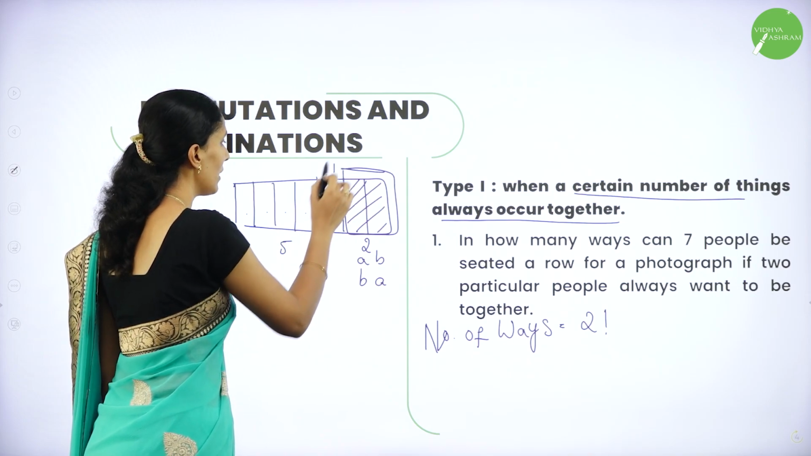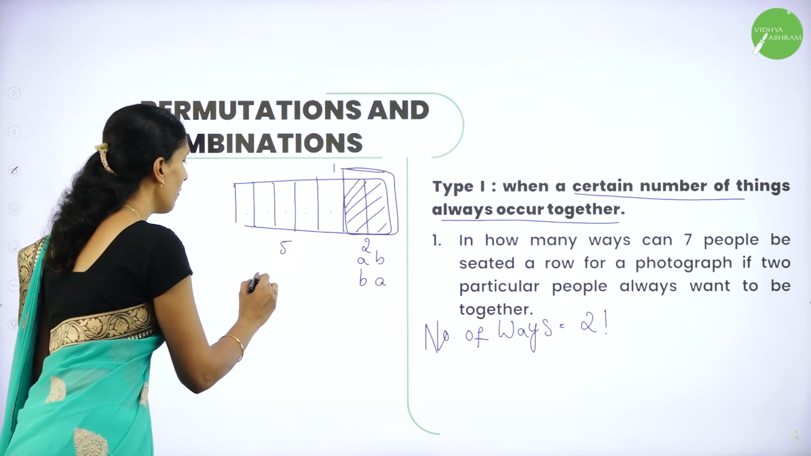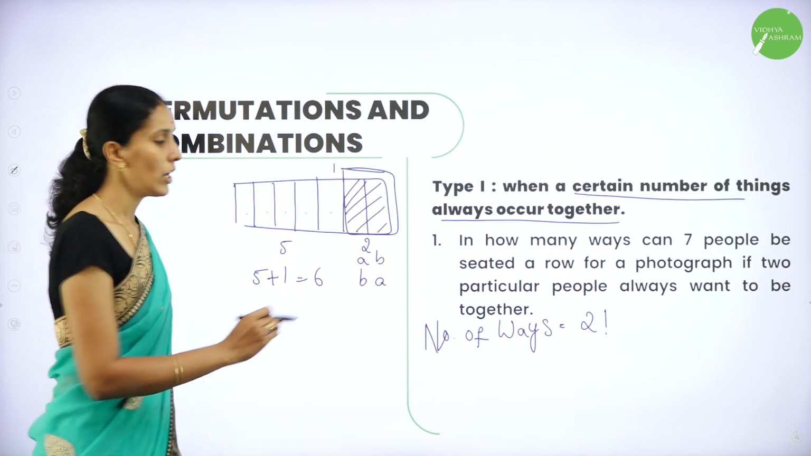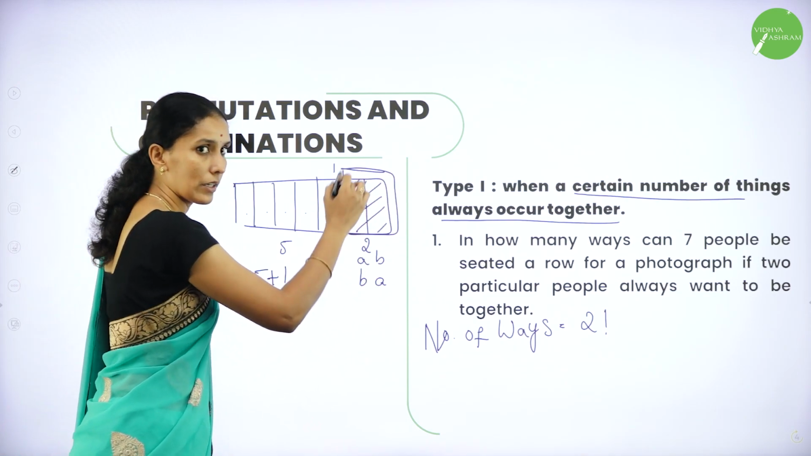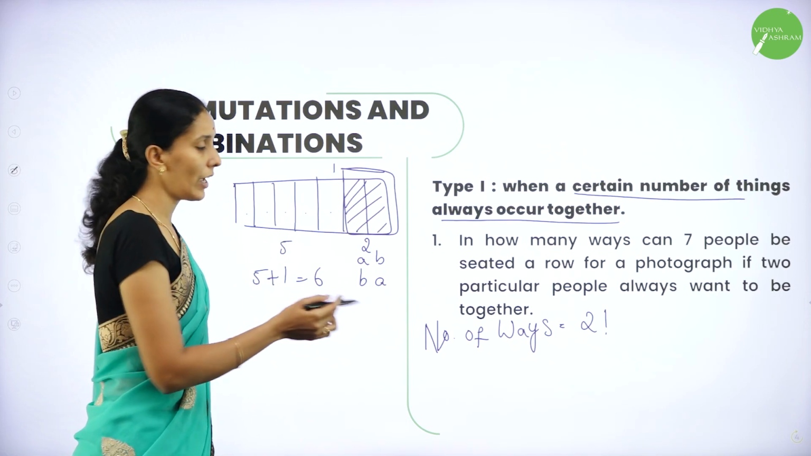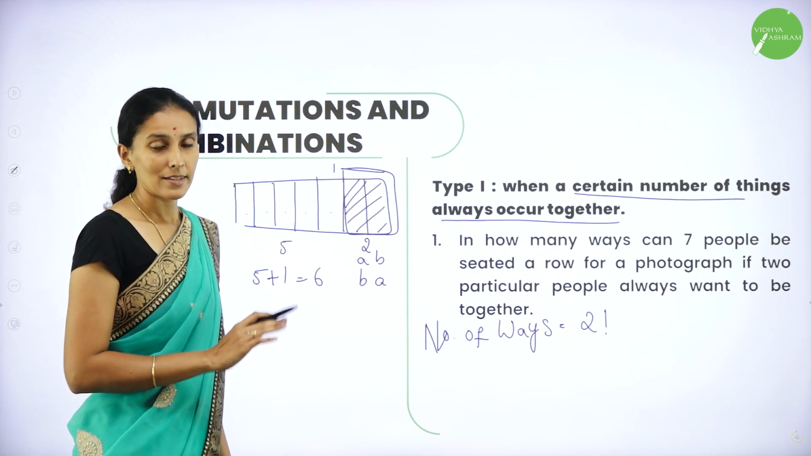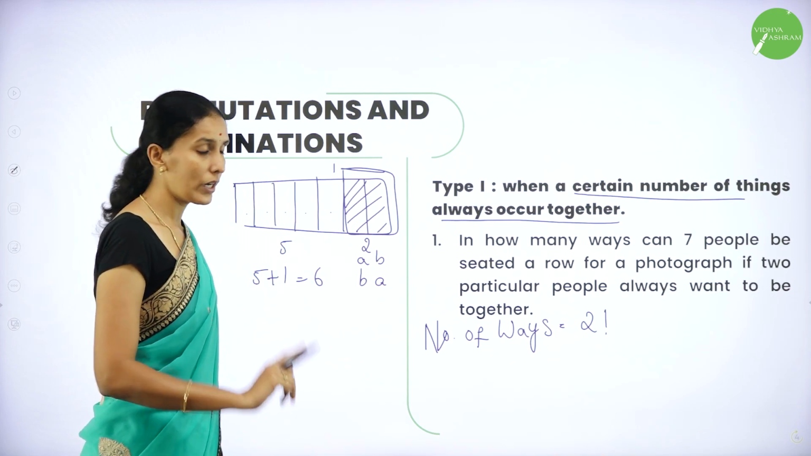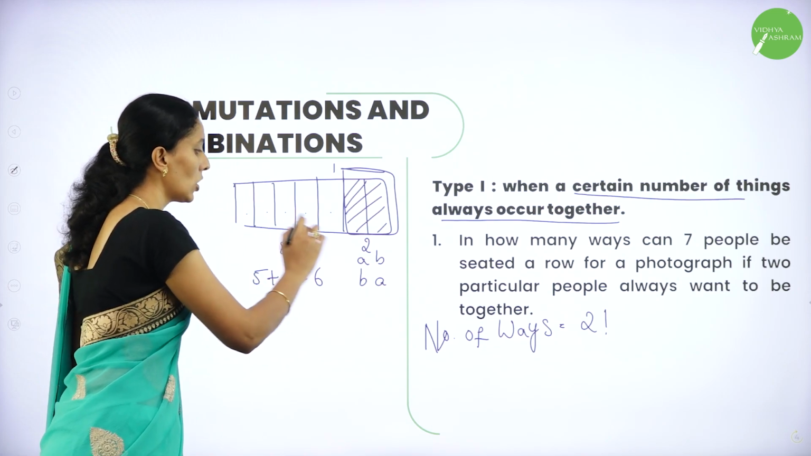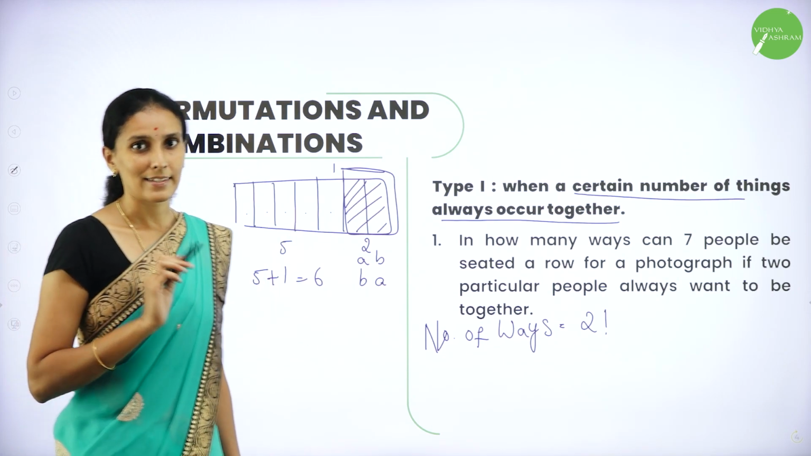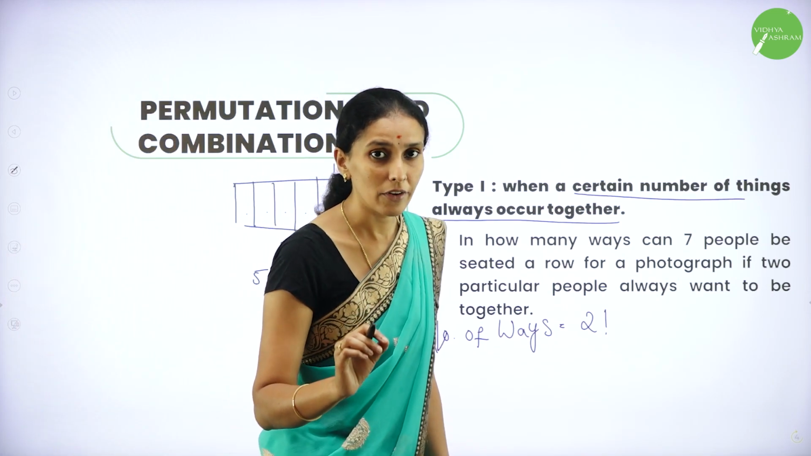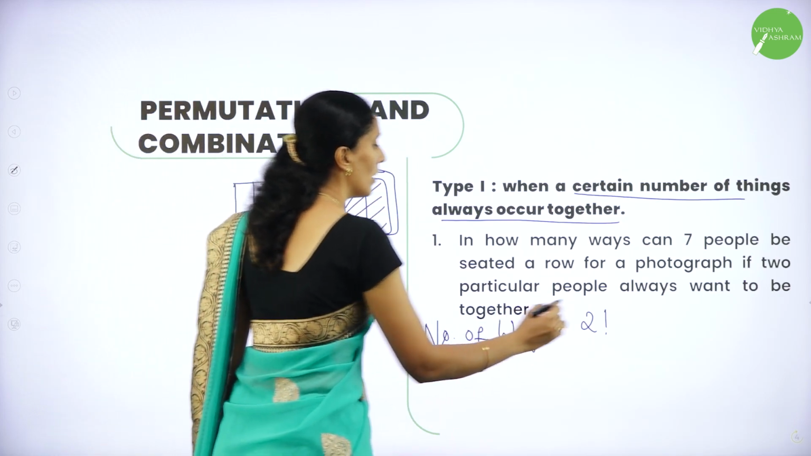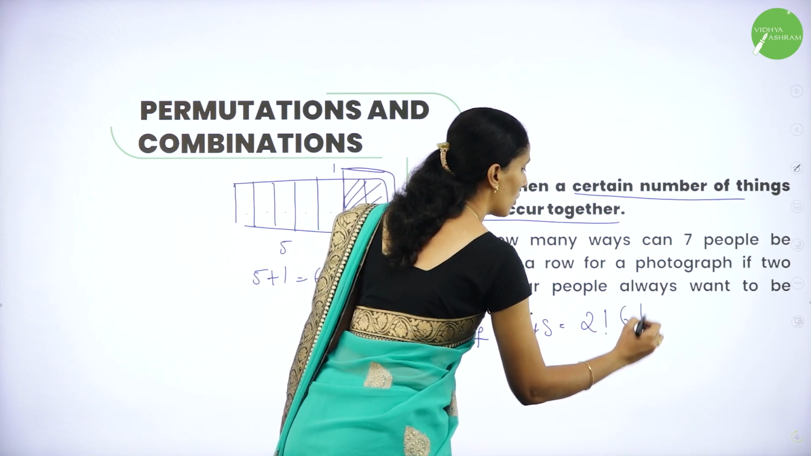Okay, so how many places do we have now? 5 plus 1, that is 6 places. You should take this as 1 unit because it can't be altered. Only people can change places; the place will remain the same. So we should take it as 1 unit. Along with the 5 units, the total seats are now 6. So 6 different objects can be arranged in 6 factorial ways. Therefore this is 6 factorial.